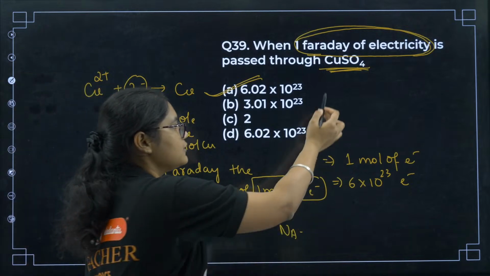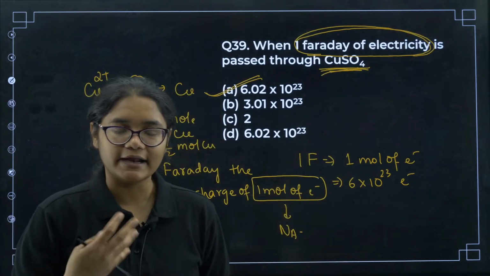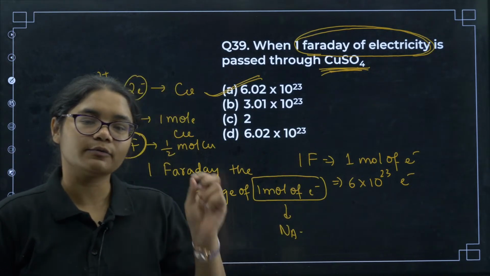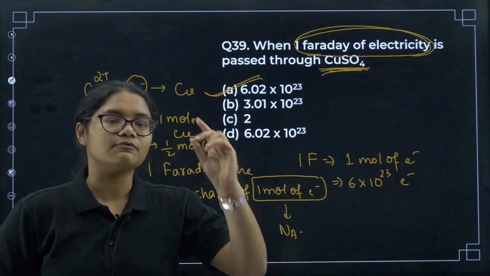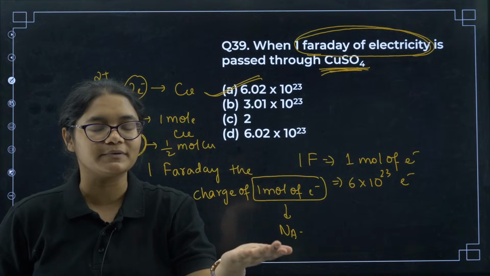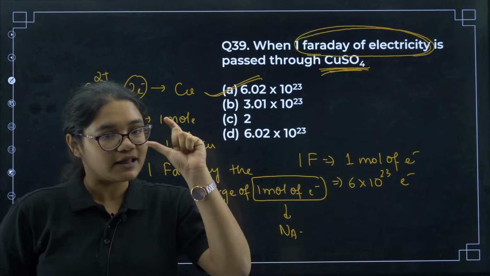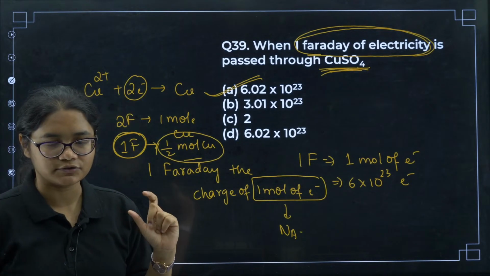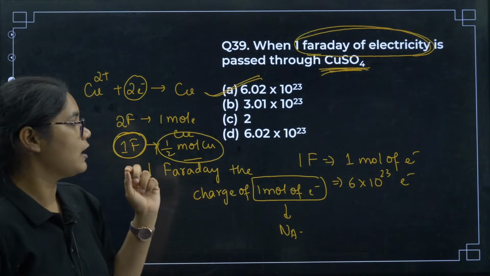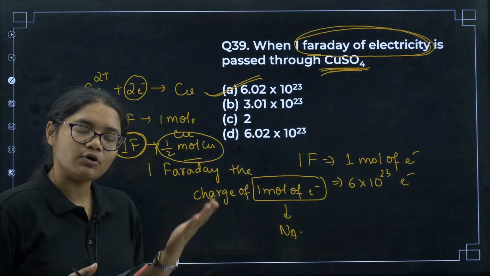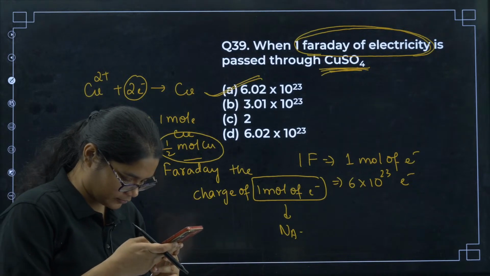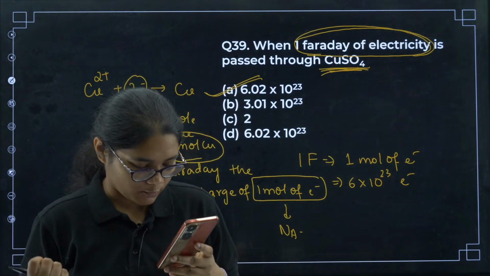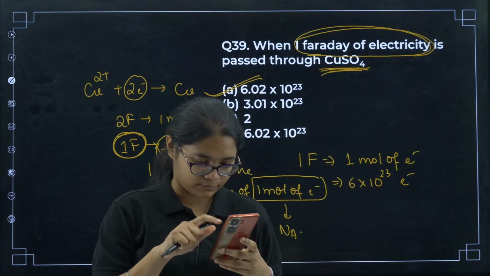It has nothing to do with what solution you are passing it to. You can pass it to AgNO3, you can pass it to copper sulfate. It doesn't affect that at all. The question is very simple and direct. You are giving 1 Faraday of electricity to a copper sulfate solution. In that 1 Faraday, 0.5 moles of copper will be produced. But in this 1 Faraday of electricity, how many electrons are there? 1 Faraday will always contain 1 mole of electrons. 1 mole of electrons will give you 6.02 into 10 to the power of 23 electrons. I hope, Sneha, I have cleared your doubt. If you still have doubt, you can put it in the comment section.